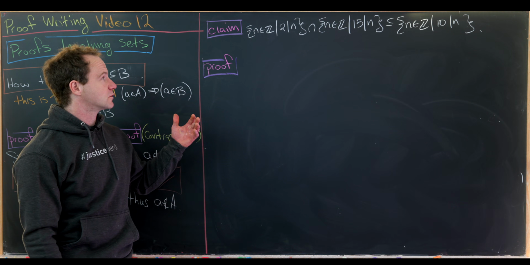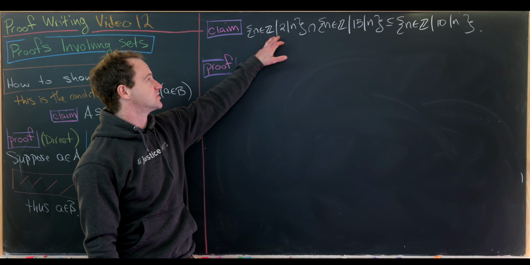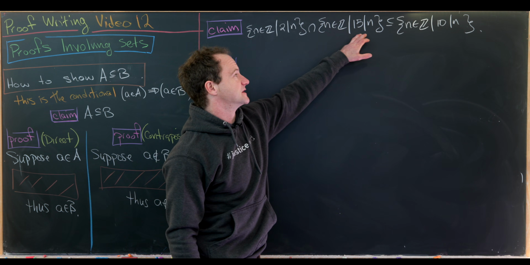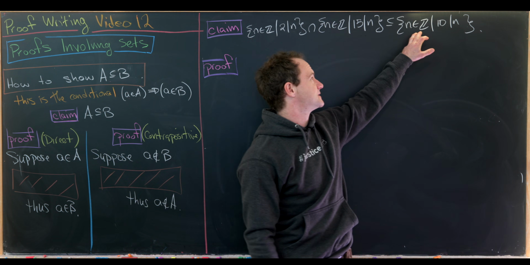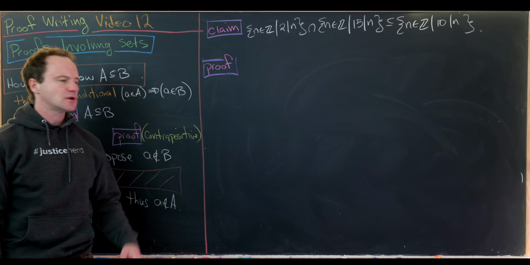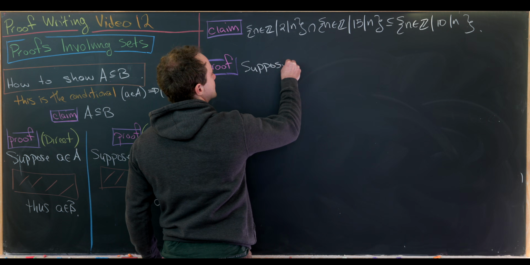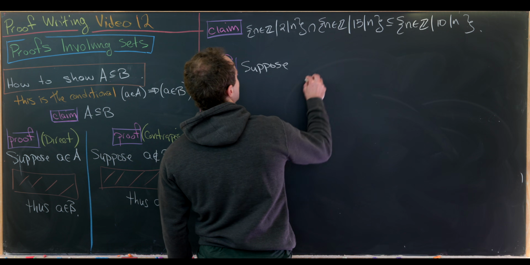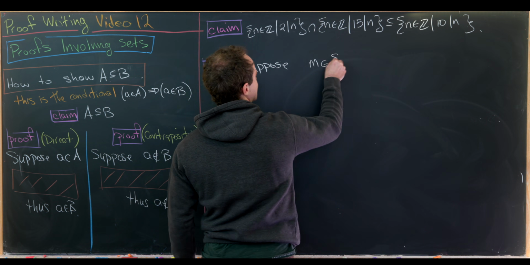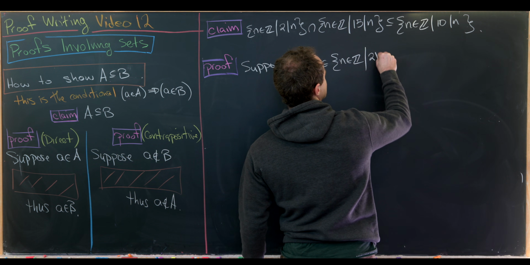So for our next one, we'll show that the intersection of the set of all integers that are divisible by 2 and the set of all integers that are divisible by 15 is a subset of the set of all integers divisible by 10. So let's get going. We'll do this with the direct method. So let's suppose that we have an element m from this left-hand side. So it's in the intersection of these two sets.